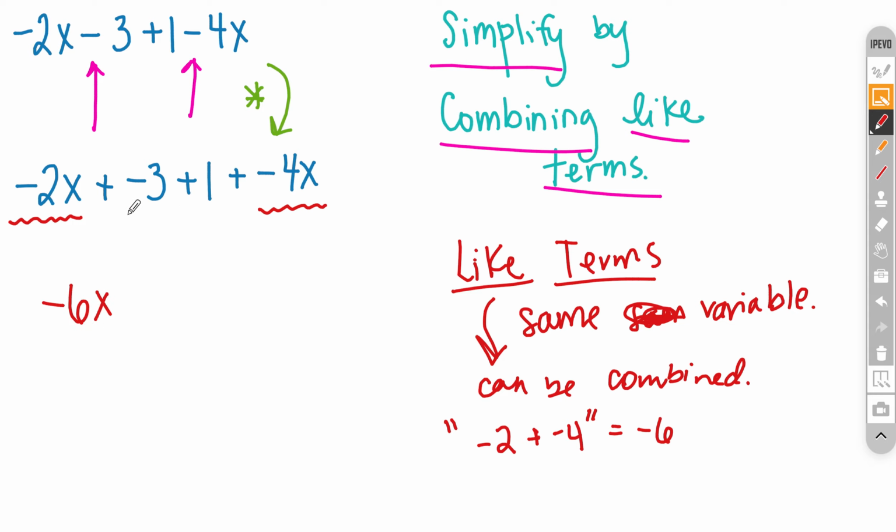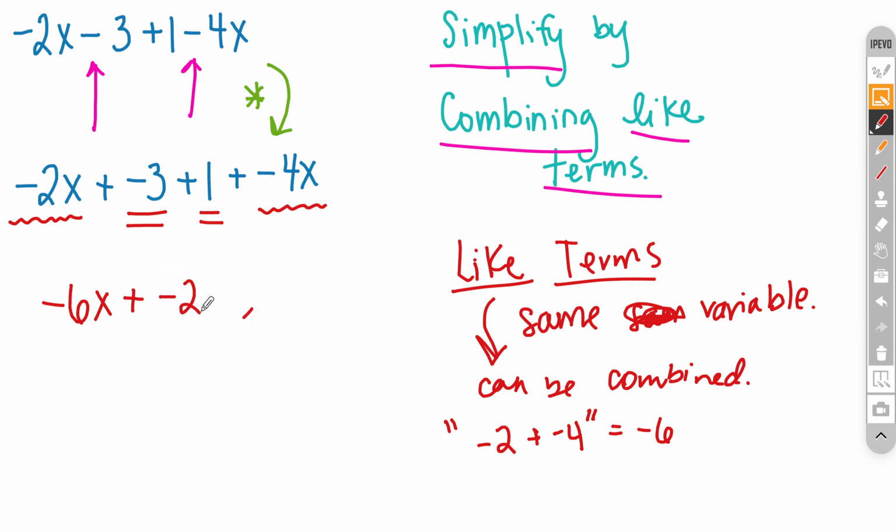And then we just need to do this piece now. Negative 3 and positive 1, those are considered like terms. These are special terms called constants because they don't have any variable, they're just numbers, and we've always been able to combine numbers. We've always been able to add and subtract numbers, so there's nothing holding us back from combining those terms. Negative 3 plus 1 is equal to negative 2.